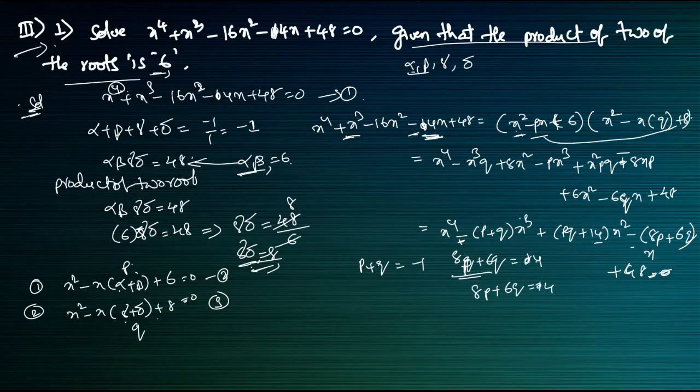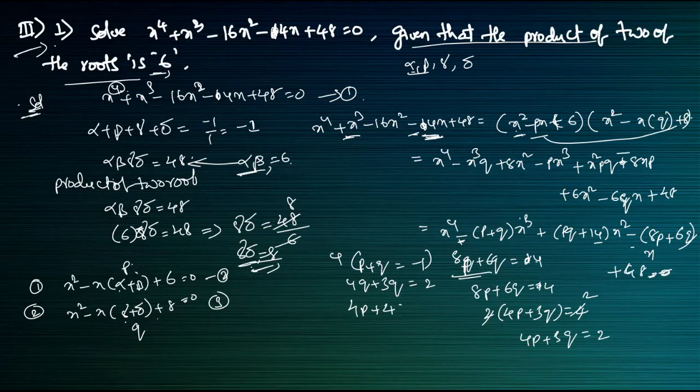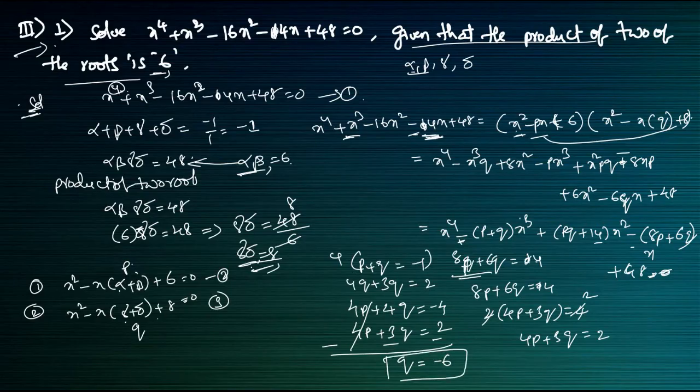So if I take 2 common from this, it becomes 4p plus 3q is equal to 2. Now if we multiply p plus q is equal to minus 1 with 4, it becomes 4p plus 4q is equal to minus 4, and 4p plus 3q is equal to 2. So 4p cancels, and 4q minus 3q is equal to minus 6. So q is equal to minus 6.